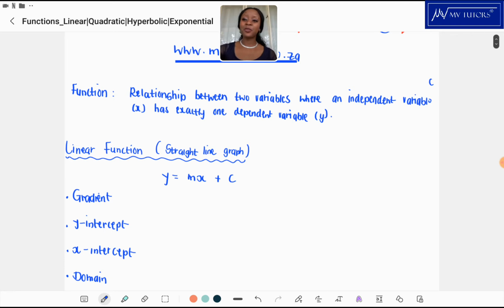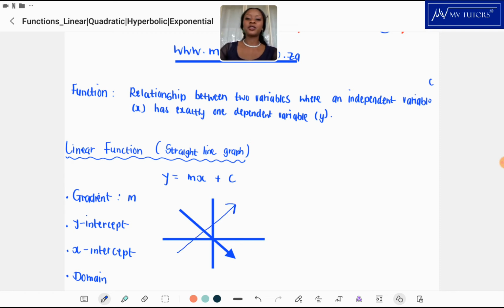And in this case, your gradient, that would be m. So m represents your gradient. You can have a flat gradient or a very steep gradient. You can either have a negative gradient, negative meaning in your Cartesian plane, when you go from left to right and you're going down, you have a negative gradient. But if you're going up from left to right, you basically have a positive gradient. So that is basically that with the gradient.